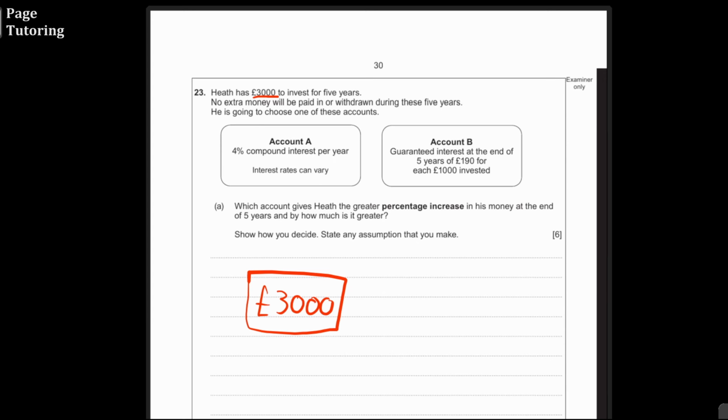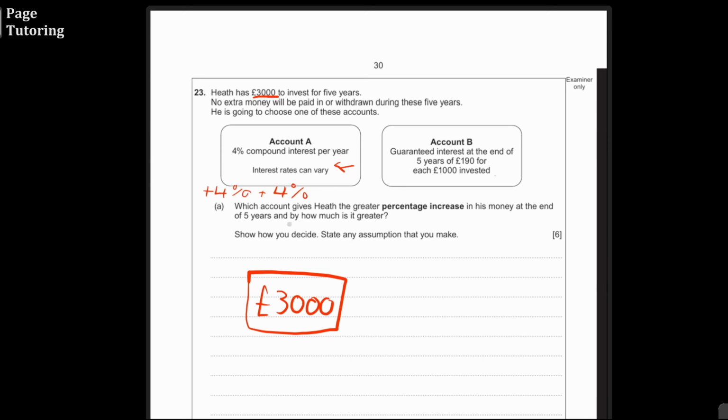Interest rates can vary. So compound interest, it means each year is going to add 4% plus 4%. So if he's got 3,000 in 1 year, after 1 year, he'll get 4% of 3,000 added on. And then the year after, he'll get 4% of 3,000 plus the 4% added on, and so on and so forth. But it says interest rates can vary. So that interest rate might go down, it might go up. And then it says account B, guaranteed interest rate at the end of 5 years of £190 for each £1,000 invested.